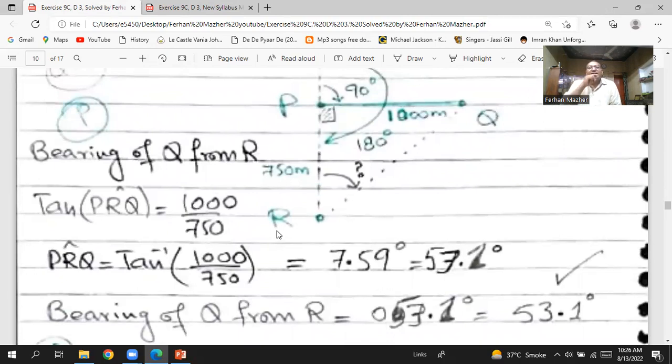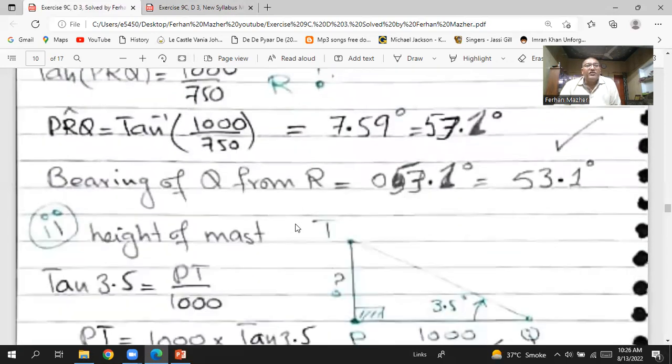53.1 degrees. I just wrote something wrong here. The actual number is 53.1 degrees. So the bearing of Q from R will be 53.1 degrees. Just ignore the other number. By mistake, I have written it. So this is how you do this.